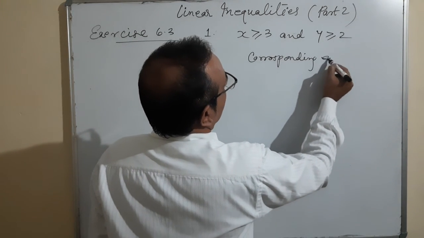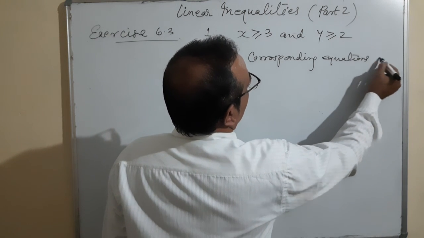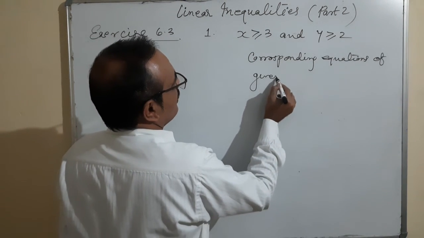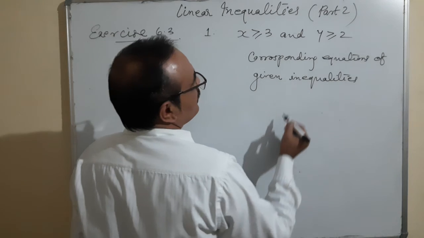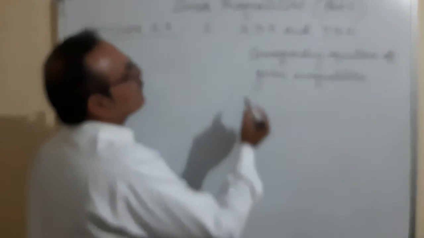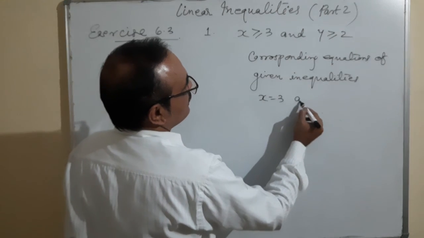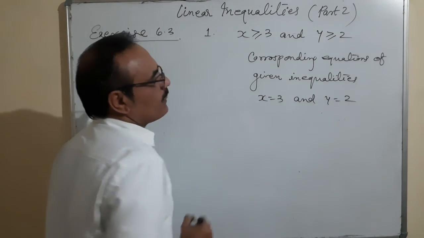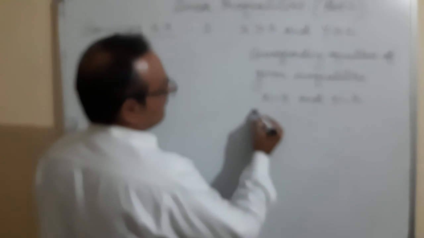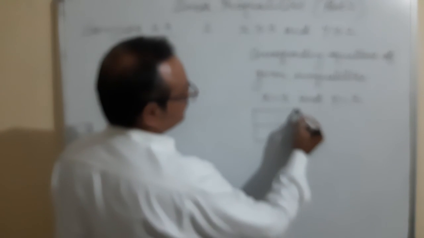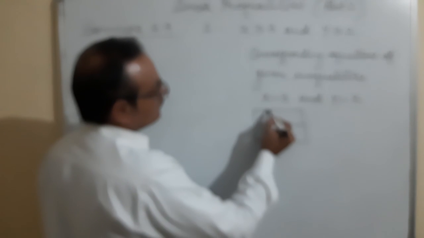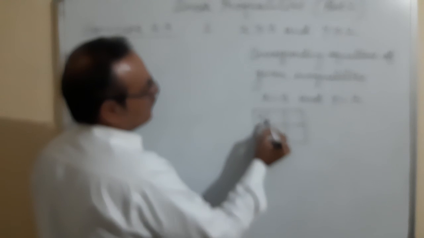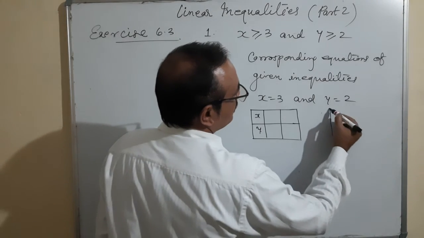Corresponding equations of given inequalities. Okay. So one is x is equal to 3 and y is equal to 2. Okay. Table for this. By the way, you are aware of that x is equal to 3. That means the line is parallel to y-axis at a distance of 3. Okay. Table for this.